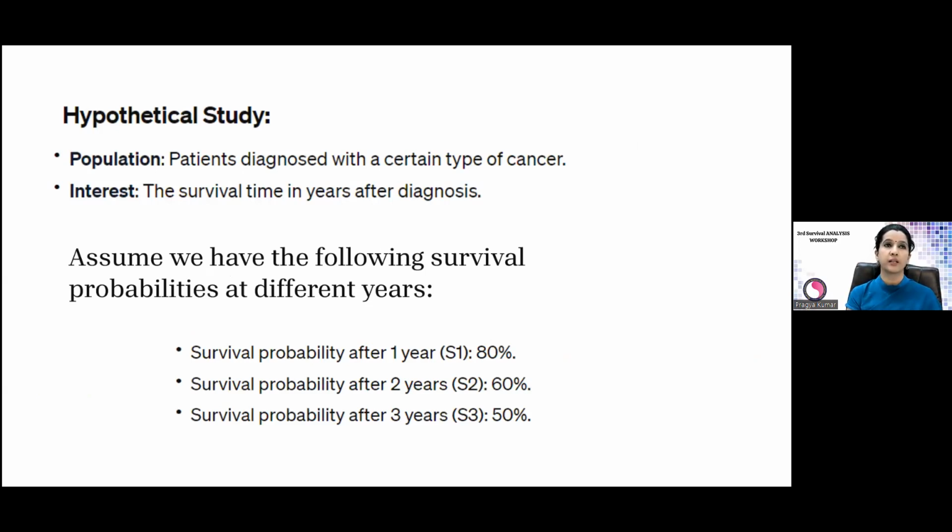So here it is a hypothetical study, and the population I am studying is patients diagnosed with a certain type of cancer. My interest is, after diagnosis, the time till death. So if I have the survival probability for each of these 3 years, the survival probability after the first year is 80%, the survival probability after the second year is, let's say, 60%, and the survival probability after 3 years is 50%. You get this from the life table also.